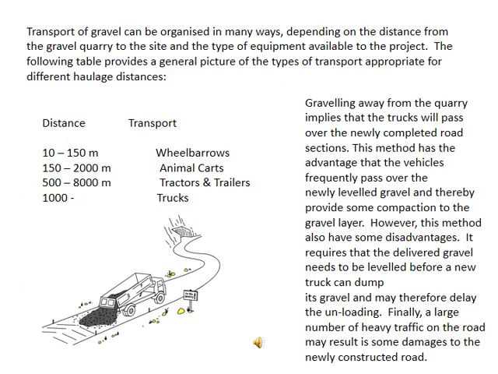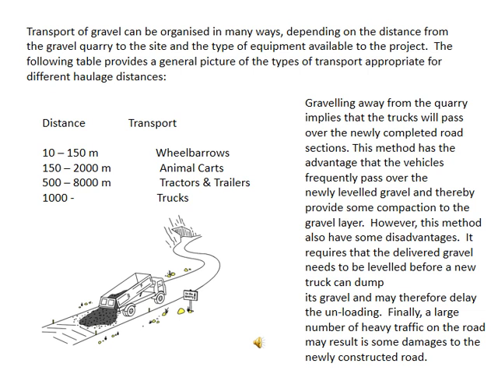Also, we are transporting the gravel. The transport of the gravel can be organized in many ways, depending on the distance from the gravel quarry to the site and the type of equipment available to the project. For example, for 10 to 150 meters, wheelbarrows can be utilized. For 150 to 2,000 meters, animal carts. For 500 to 8,000 meters, a tractor with trailer. And for over 1,000 meters, trucks. So these are the kinds of equipment utilized to transport the gravel.